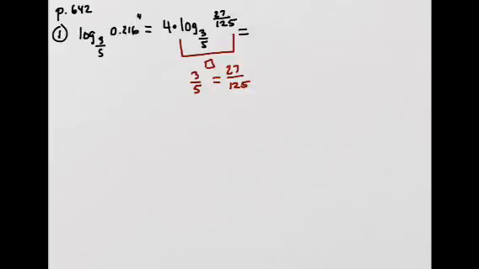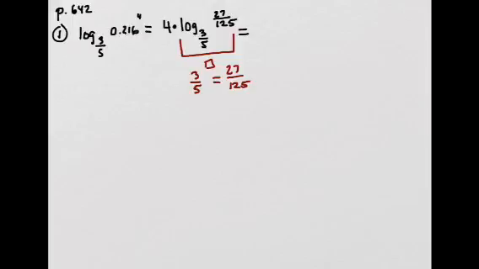Okay, so for number 1, the first thing I did is I moved this to the front of the log, became the coefficient, so right here. And the second thing I did was I changed this to a fraction in reduced form. So 0.216, and I used the fraction key on the calculator, became this.